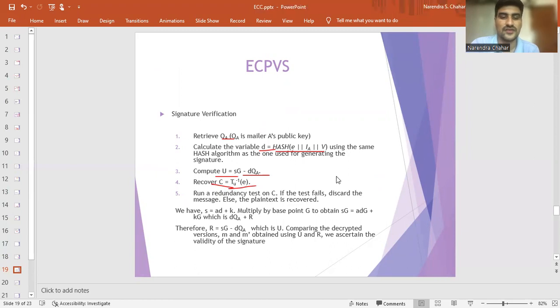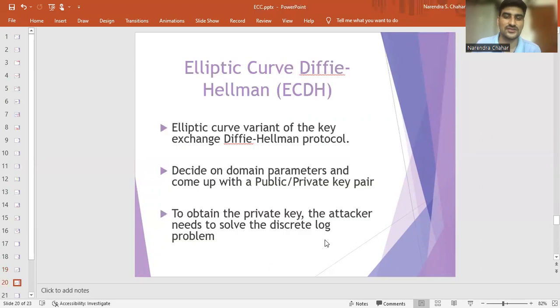So we have s equal to a multiplied by d plus k. So multiply the base point Z to obtain sZ equal to adZ plus kZ, which is dQ_A plus R. So therefore R is equal to sZ minus dQ_A, which is U. So comparing the decrypted versions M and M dash obtained using U and R, we ascertain the validity of the signature.